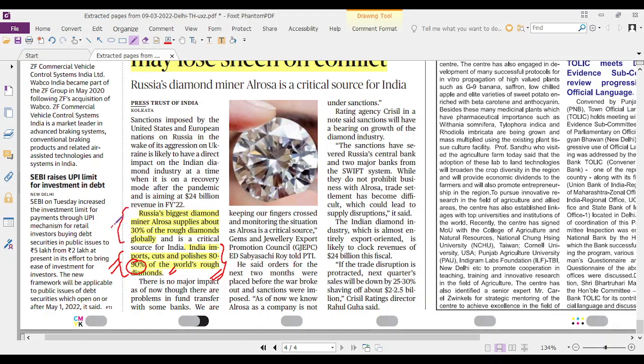And Russia is the biggest miner. 30% of the supplies of rough diamonds comes from a company called Alrosa. Currently there are no sanctions imposed on Alrosa. But if sanctions are imposed on Alrosa and it can't export rough diamonds to other countries, the diamond business in India would get directly affected.